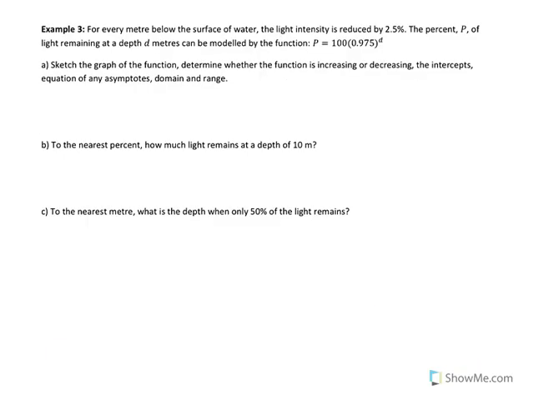So let's do another example like that. For every meter below the surface of water, the light intensity is reduced by 2.5%, remaining at the depth. And there's the equation, 100 times 0.975 to the power of d. So first of all, I can tell that it's decreasing because the base is 0.975, which is less than 1.